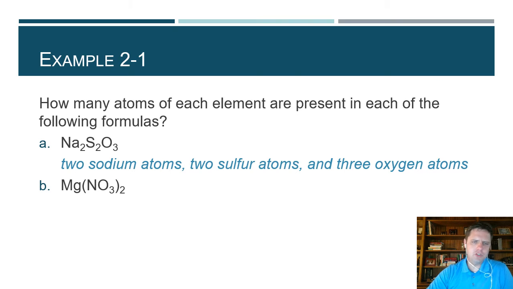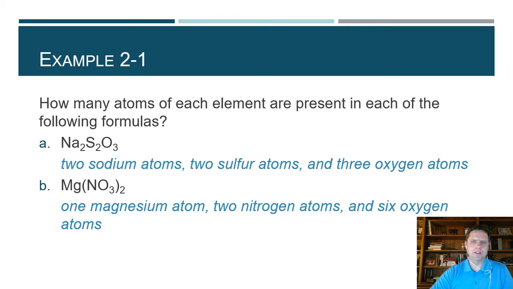Magnesium nitrate, Mg(NO3)2. In the NO3 group, there's 2 of those. So we're going to have 1 magnesium, right? How many nitrogen? 2. And how many oxygen? 6. Very good.